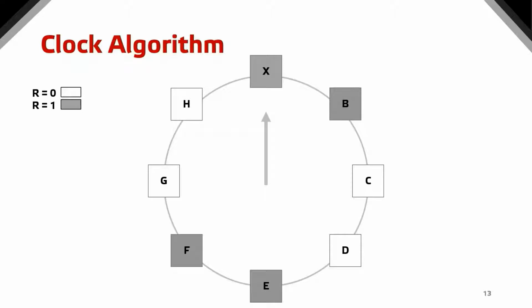Then some pages are being referenced, and the same situation happens once again. The first page with bit 0 is C. So we put page Y in the place of page C.